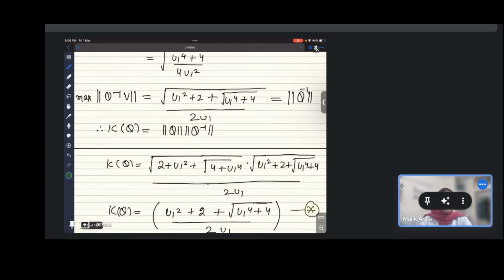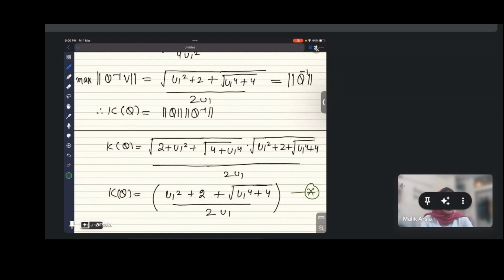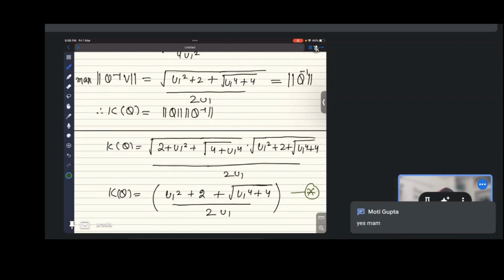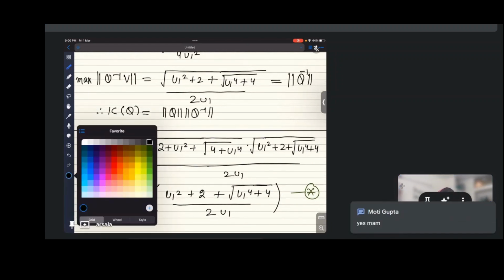Note it till here. Yes, yes. Then move ahead. Okay.